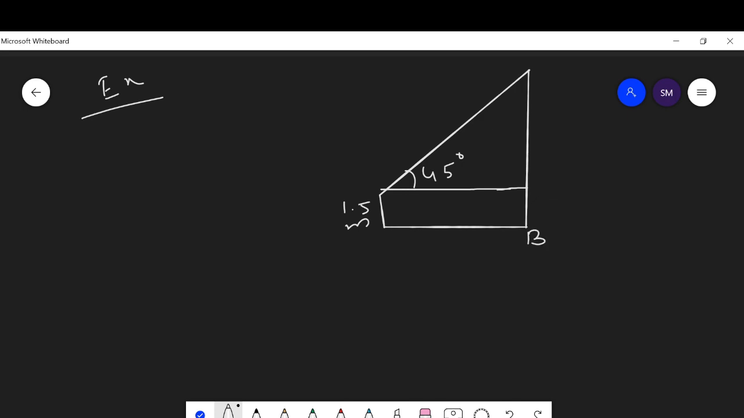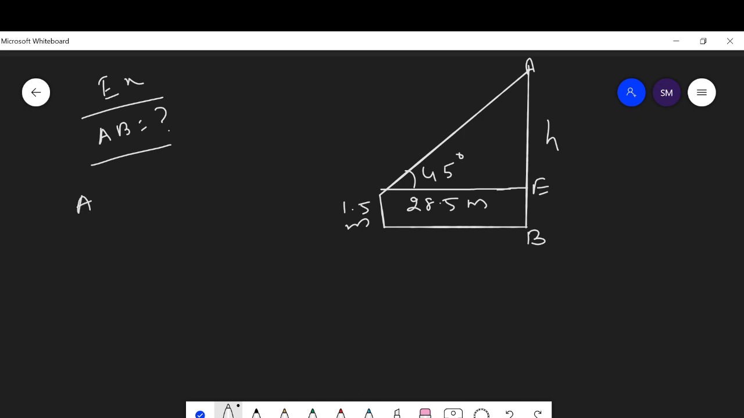This is the tower. AB is the tower. The person is standing 28.5 meter away from the tower. Then the angle of elevation of the top of the tower is 45 degree. What is the height of the tower? We have to find the length of AB. Let the length of the tower be H. H is the length AB.